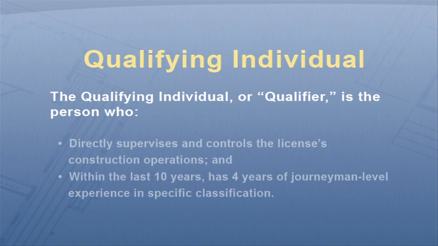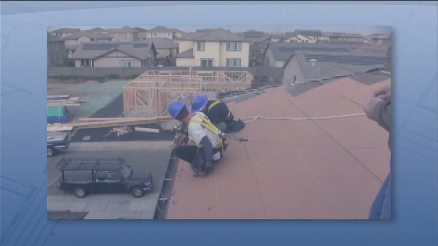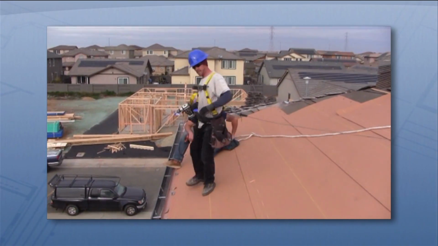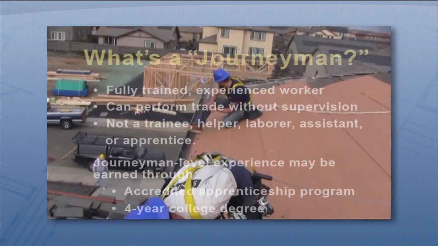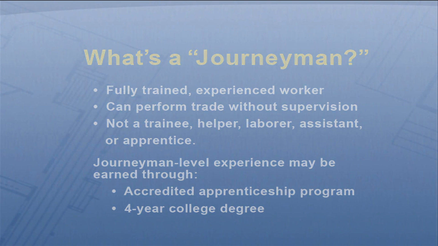The qualifier is the person who is responsible for the license's construction operations. The license qualifier must, within the last 10 years, have 4 years of journeyman level experience in the classification they're applying for. This is a requirement for all licenses issued by CSLB. What qualifies as a journeyman? Well, it's an experienced worker who is fully trained and able to perform the trade without supervision, as opposed to a trainee, helper, laborer, assistant, or apprentice. Parts of journey-level experience can be earned by completing an accredited apprenticeship program or earning a college degree in a related major, like engineering or landscape architecture.